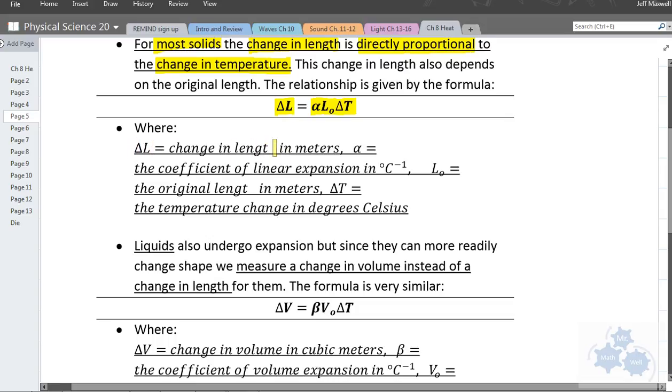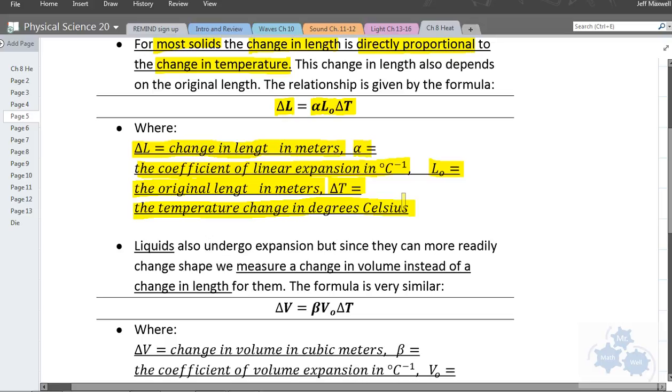But change in L is the change in length in meters. This alpha is the coefficient of linear expansion. The unit's not as important, but it's per degree Celsius. That -1, as those of you in math know, brings that down to the denominator. So for every degree Celsius, there's a proportional change in the length. And this L naught, or L0, is the original length in meters. I think something happened to my formatting. I'm missing H's here. And delta T is the change in temperature.